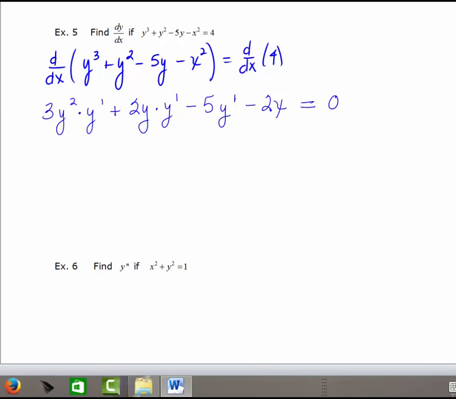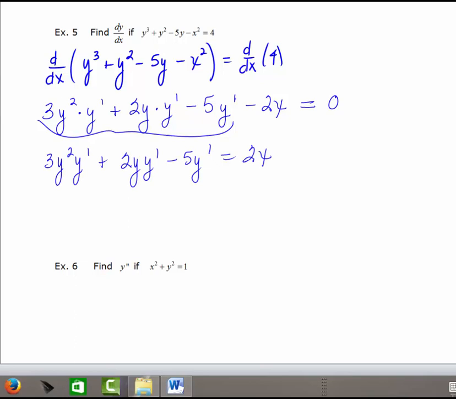And now my job is to isolate y prime. I've got to solve for y prime. So I would first collect all terms that have a y prime in it, and then factor out the y prime. So I'm going to add 2x to each side, and I'm going to factor out a y prime. You get 3y squared plus 2y minus 5 equals 2x.